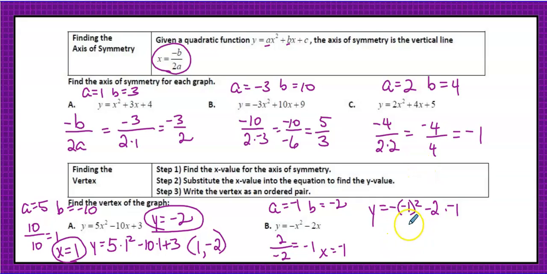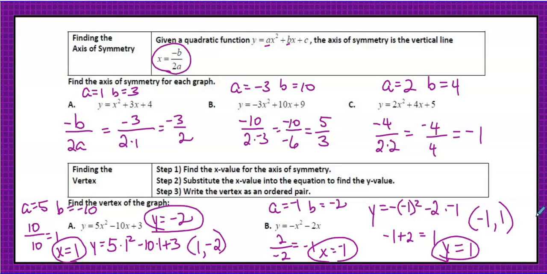Y equals negative, the opposite of negative 1 squared minus 2 times negative 1. Okay, so we've got to do order of operations, and you can put this in your calculator too. Negative 1 squared is 1, and then the opposite of that is negative 1. Negative 2 times negative 1 is, yeah, that would be minus negative 2, so plus 2. That equals positive 1. So that's my y value. So here's my x value, here's my y value, and that is my vertex, negative 1, 1. If we graphed it on Desmos, we could see it also. But sometimes you just don't have it in front of you and you need to know how to find it.